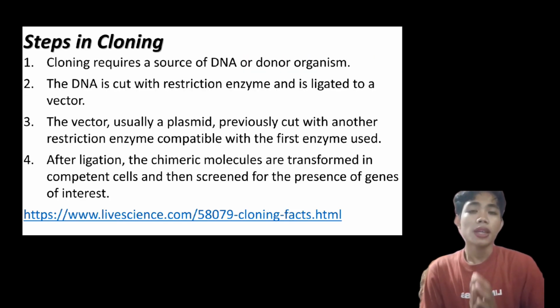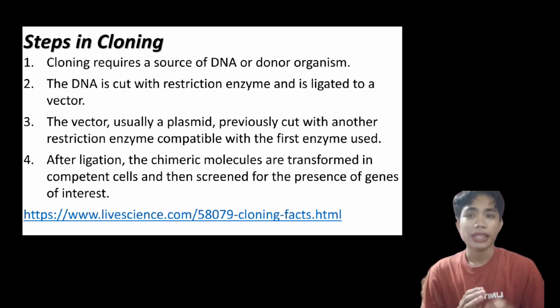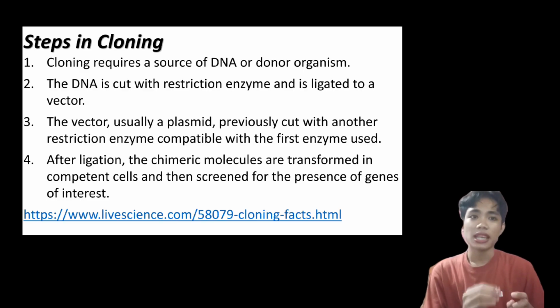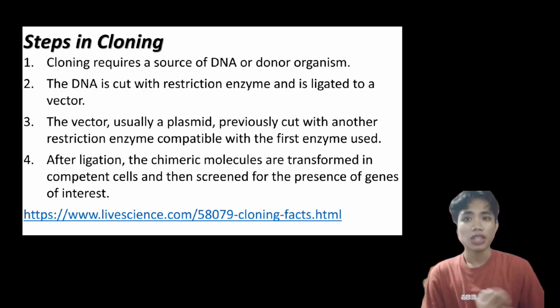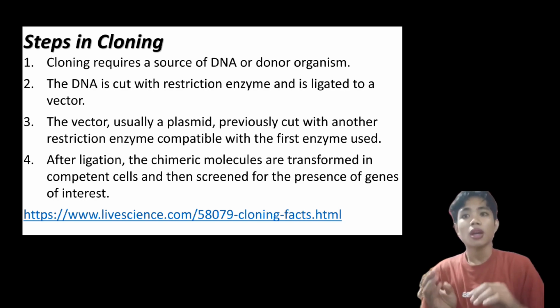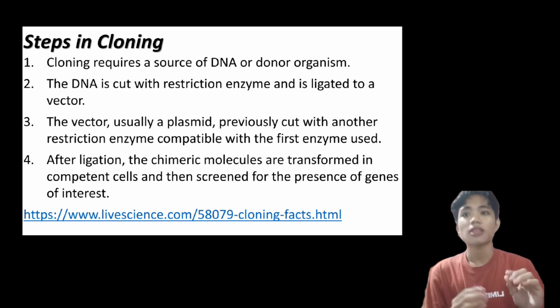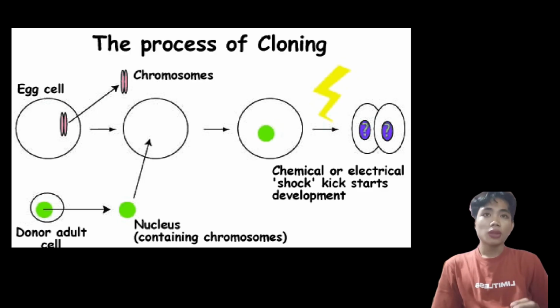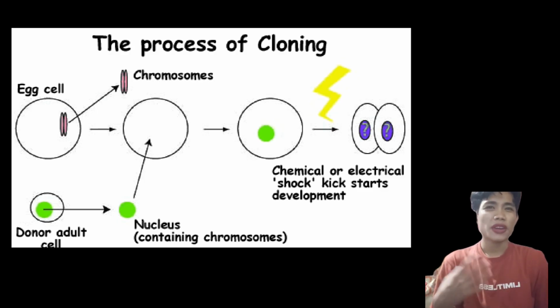Steps in cloning. Step 1: Cloning requires a source of DNA or donor organism. Step 2: The DNA is cut with restriction enzymes and is ligated to a vector. Step 3: The vector, usually a plasmid, is previously cut with another restriction enzyme compatible with the first enzyme used. Step 4, or the last step: After ligation, the chimeric molecules are transformed in competent cells and then screened for the presence of genes of interest. The process of cloning, especially DNA or gene cloning, involves creating identical copies of a specific DNA sequence.